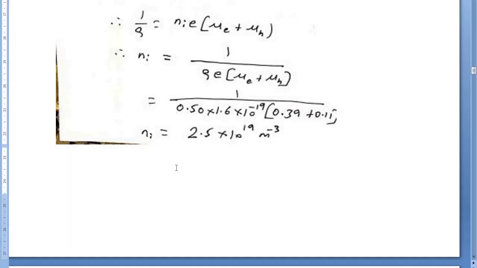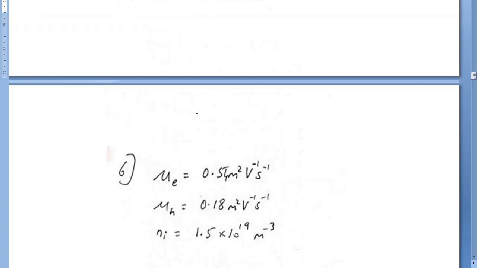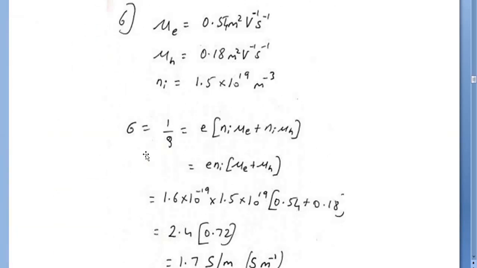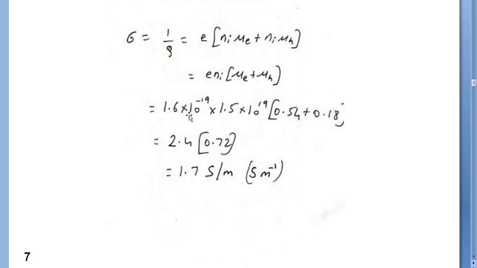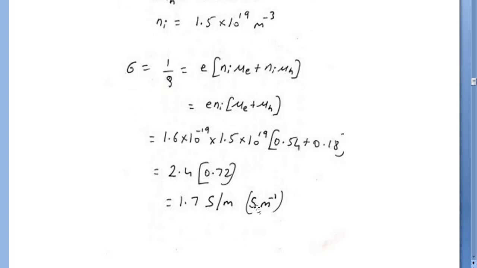How do we find the conductivity in this case? Conductivity is the reciprocal of resistivity. So 1 upon rho is equal to, as we have seen in the previous case, and we need to remember this formula, e n_i mu_e plus n_i mu_h. We just substitute the given values and we can find it easily. It is around 1.7 Siemens per meter. The unit of conductivity is Siemens per meter, or Siemens meter inverse. This is how we get it.